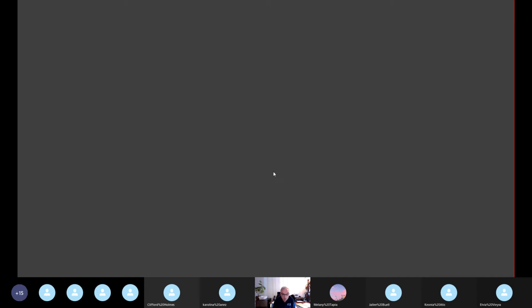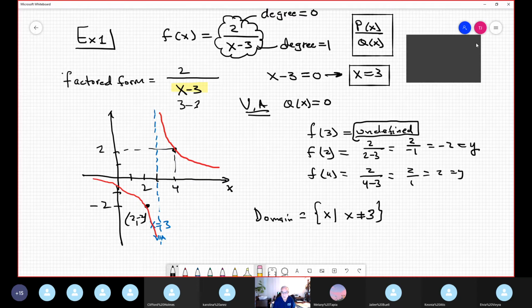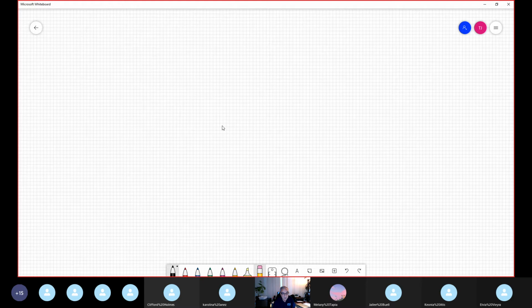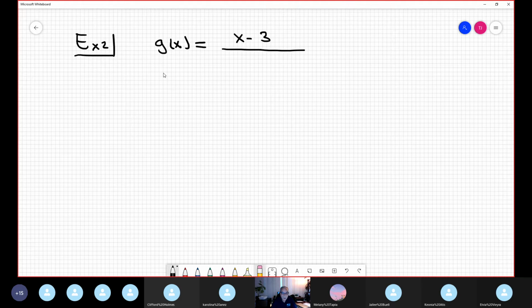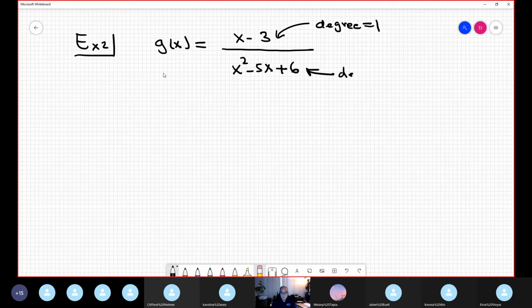Let's move on to the second example. I want to erase the board now. The second example is a little bit more interesting. Example 2 now is, look, g is the name of the function. In this case it is x minus 3 on the top over x squared minus 5x plus 6 on the bottom. The degree is 1 on the top and degree 2 on the bottom. Easy.